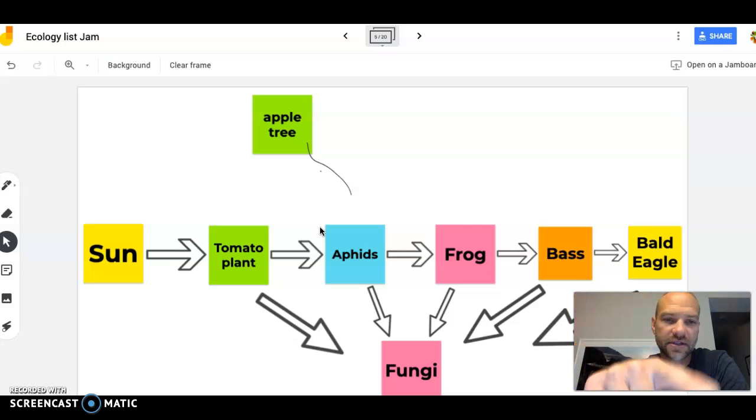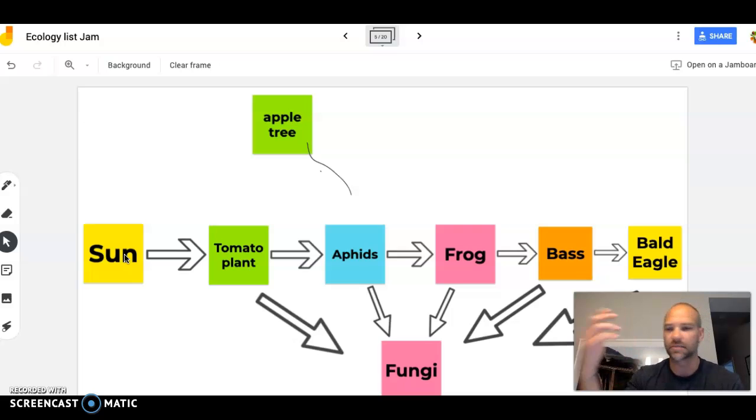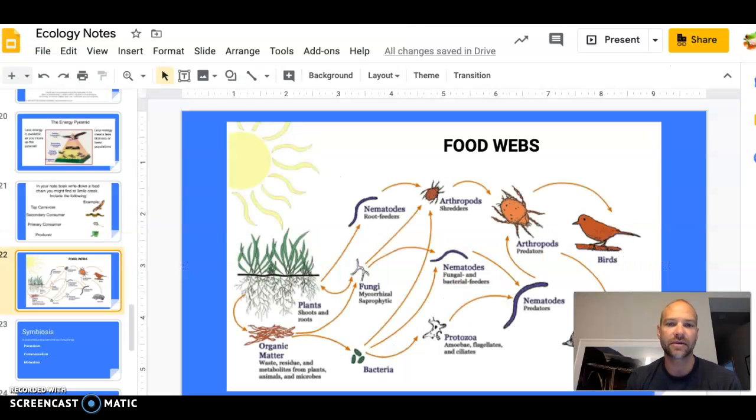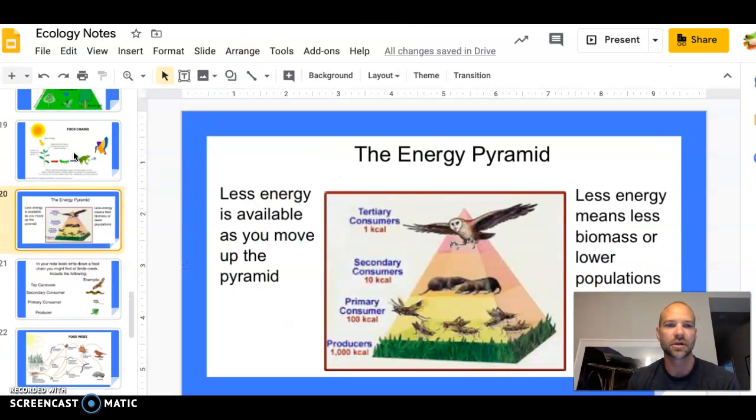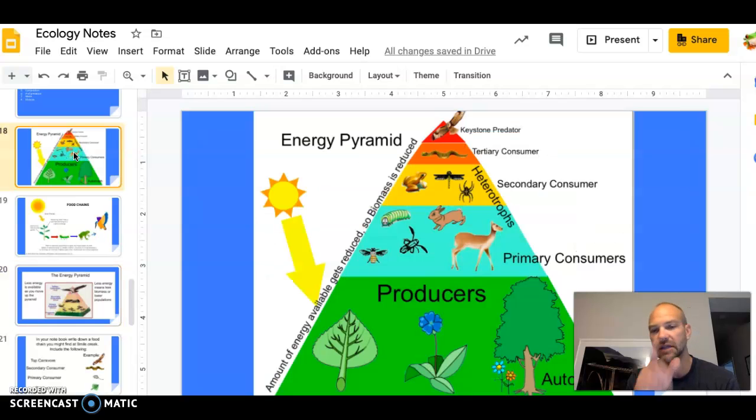But in this case, we have the sun, and the sun should probably be at the beginning of everybody's food chain. The sun is an abiotic factor. It's a non-living thing, guys, but it does provide a ton of energy to all of our animals and plants and producers in our food chains. And you know that because we talked a little bit about energy pyramids last week.